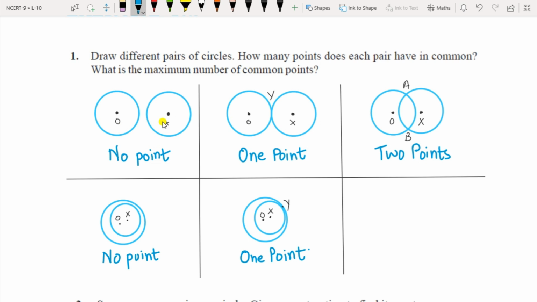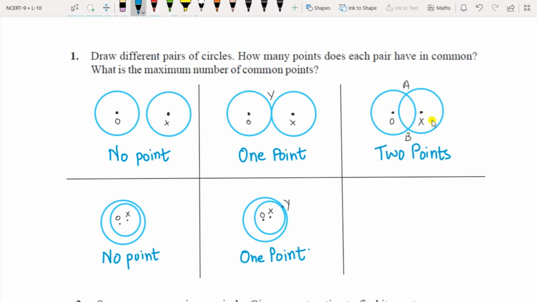So these are the two circles and they are apart from each other, so there is no point in common in that. First circle is with center O and the second is with center X here. They do not have any point in common. If a circle touches the other circle in one point here, that is Y, that is O is touching X at a point, that is Y here, so one point is in common.